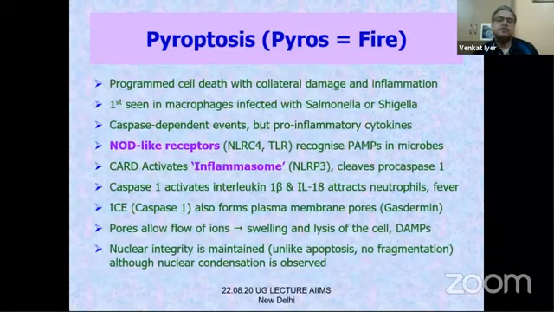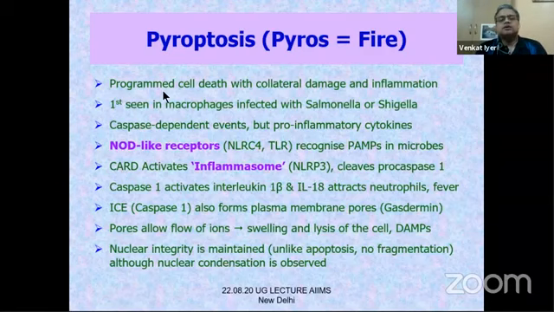First of this is pyroptosis. Pyros means fire, and some people thought that the cells tended to flame out rather than shrink. That's how it was first described. It is also called pyros because of fever, so the temperature rises. This can be thought of as a programmed cell death with collateral damage and inflammation. It was first described in macrophages infected with salmonella. It is also caspase dependent, just like apoptosis, but there is also release of pro-inflammatory cytokines.